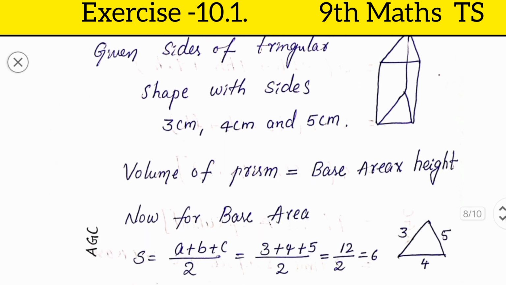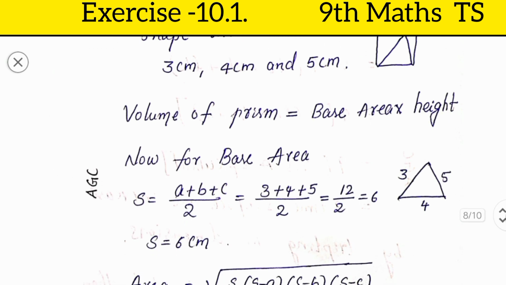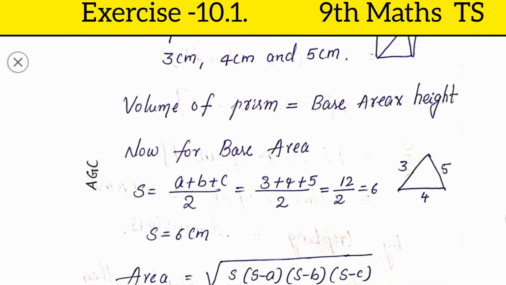First you have to know the volume of prism formula, which is base area into height. The base here is the triangle, so we need to find the area of the triangle first. Whenever the 3 sides are given, how do we find the area of a triangle? By using Heron's formula. Here S equals (A plus B plus C) by 2.